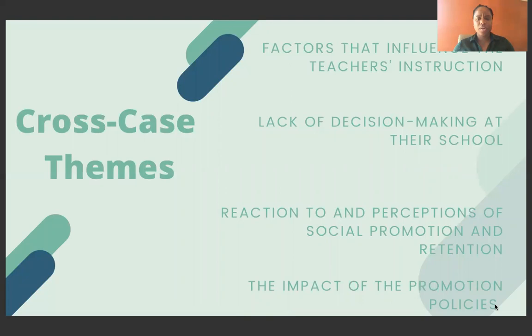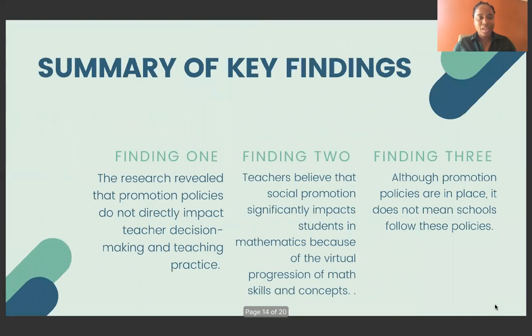There were other common themes, but the 4 main common themes were the factors that influence their instruction, the lack of teacher decision-making in their schools, reaction to and their perceptions of social promotion and retention, and the impact of the promotion policies. Some of the findings are listed here. I have 7 main findings.